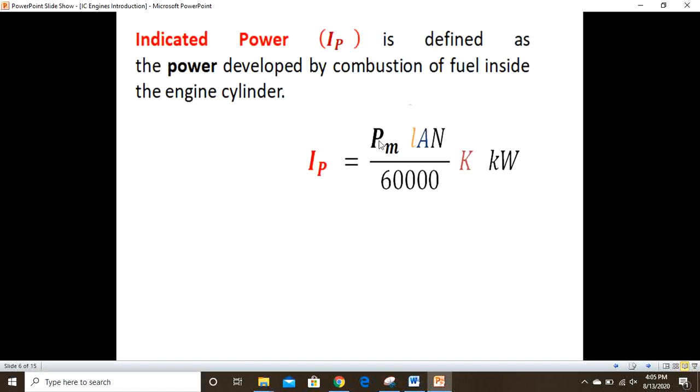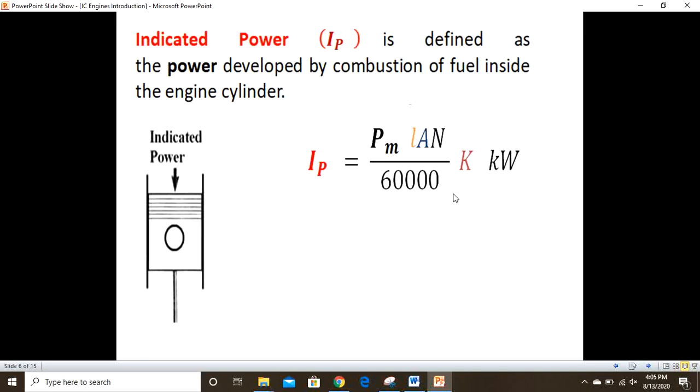That will be given by the equation IP is equal to Pm, the mean effective pressure, L A N K divided by 60,000. L is the length of the stroke, A is the cross-section area of the cylinder, and N is the speed of the engine. And what is this K? K is equal to 1 by 2 for the 4-stroke engine. K is equal to 1 for the 2-stroke engine.